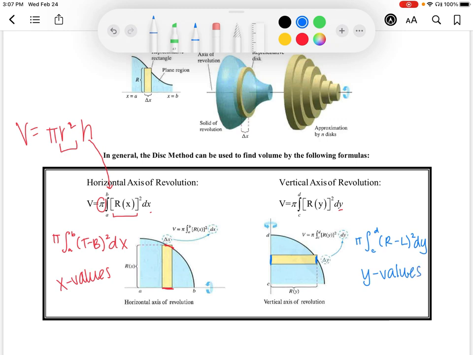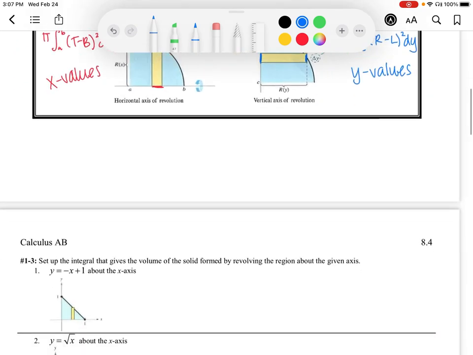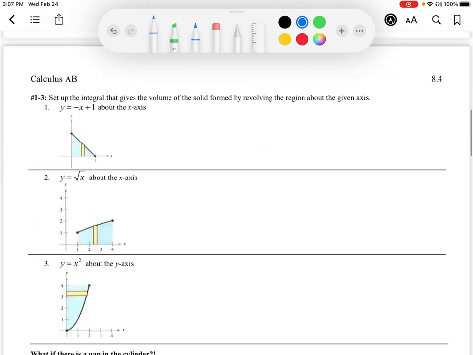So let's stop talking about it and let's actually set some of these up. Numbers 1 through 3: we're going to set up the integral that gives the volume of the solid formed by revolving the region about the given axis. We're not actually going to solve these yet. We're just going to get some practice setting them up.